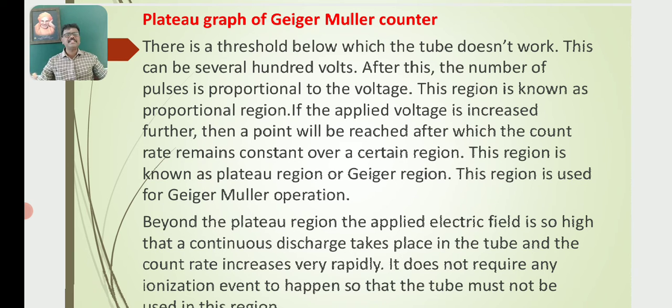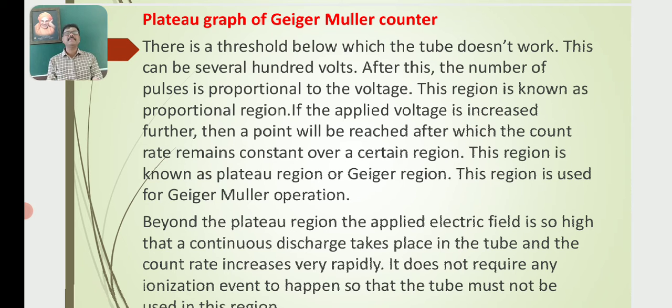If the applied voltage is increased further, then a point can be reached after which the count rate remains constant over a certain region. Such a region is called the Plateau region or Geiger region. This region is used for Geiger-Müller operation.